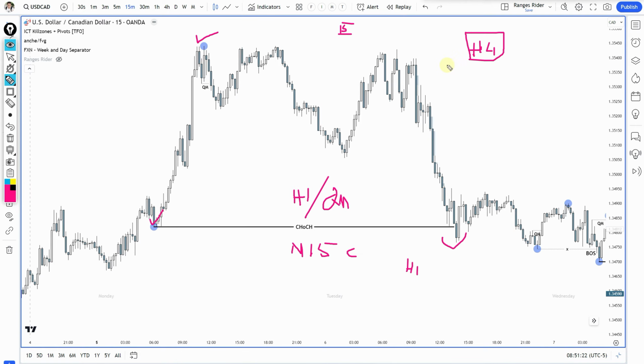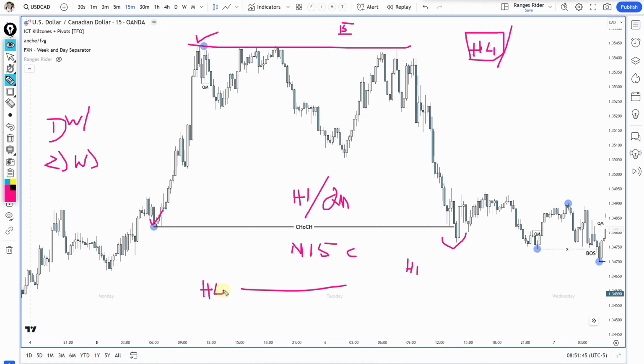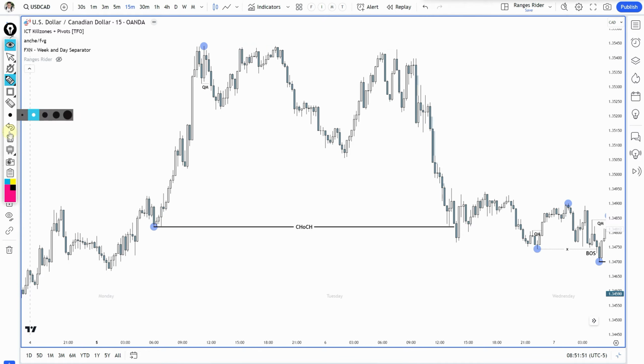Like I explained in my last video, we always need to ask two questions. Question number one: where are we coming from? And question number two: where are we going to? Where are we coming from? From the H4 fake breakup structure. And where are we going to? We are going to the H4 QM. So everything in the middle, we are just bearish.